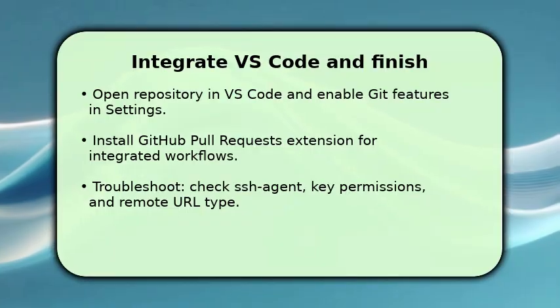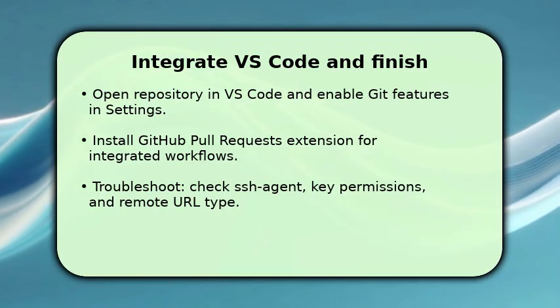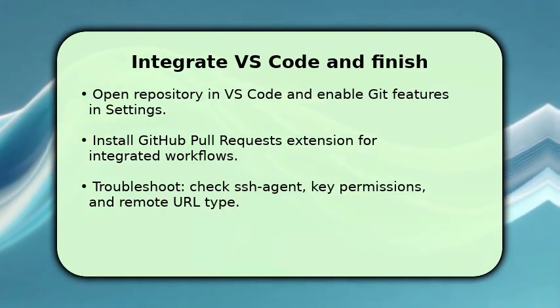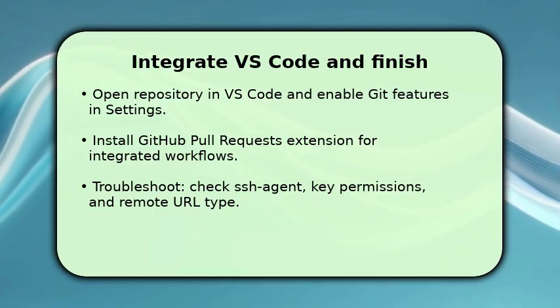Finally, open the cloned repository in VS Code and let it detect the Git repo. The source control panel shows changes and lets you commit and push. Install the GitHub Pull Requests extension to create and review PRs directly.